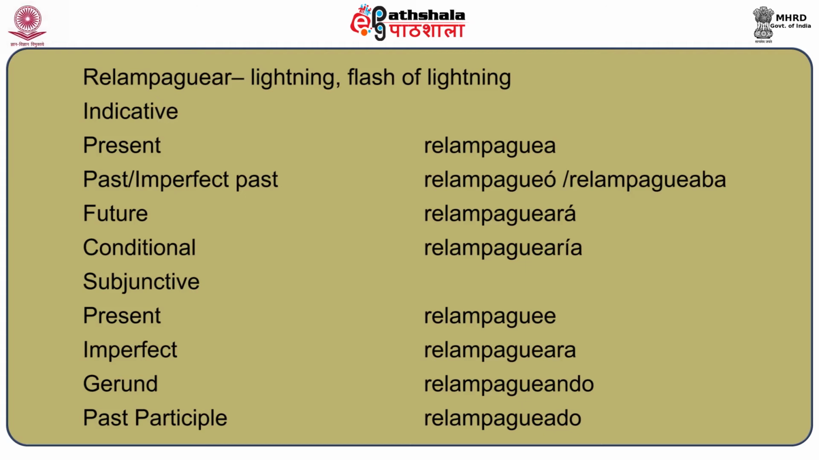And now let us see the subjunctive part for the same verb. In the present subjunctive, it is relampaguee. In the imperfect subjunctive, it is relampagueara. In the gerund form, it is relampagueando. And the past participle form is relampagueado.